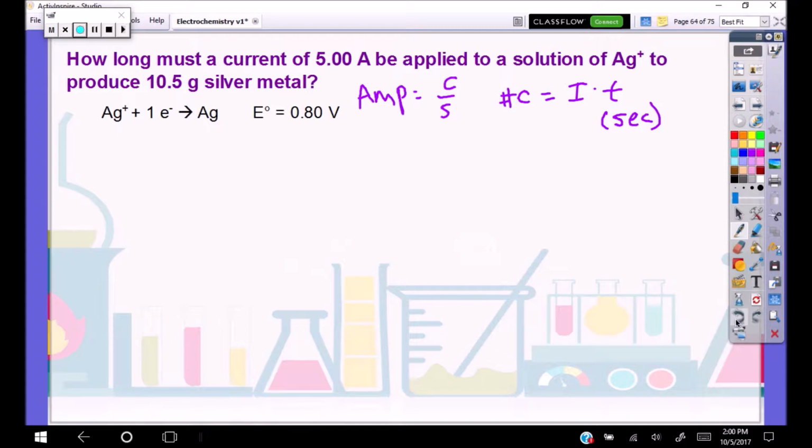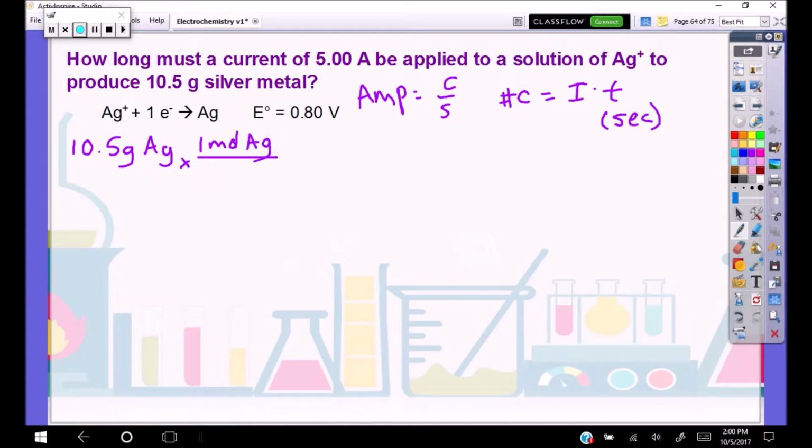So, unfortunately, there's no real way to use that grams right off the bat. So, you guessed it, what should we do? Let's convert our grams into moles. So, we want to know how long it takes to make 10.5 grams of silver. We convert that to moles. We need moles of silver on top. And I'm going to pause for a second.